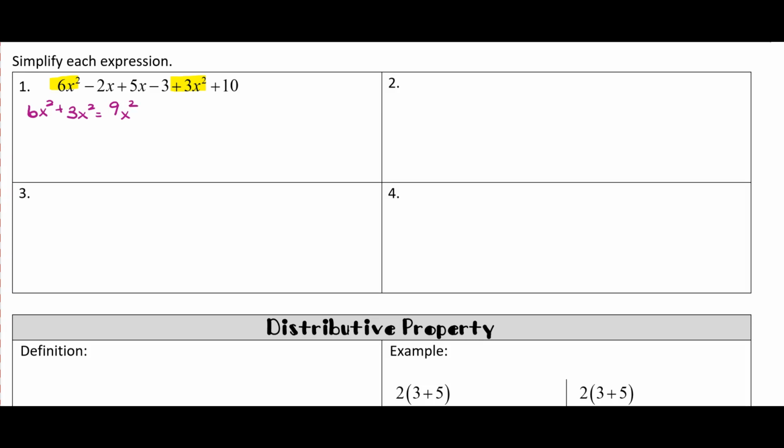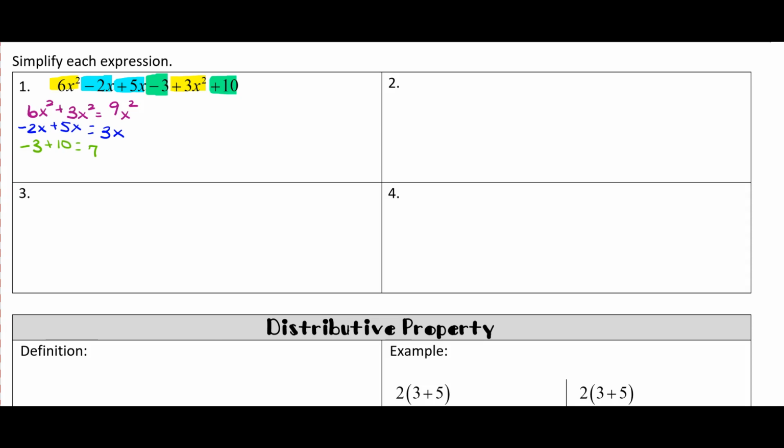All right, then I'm going to look for my next. So now I have negative 2x. I'm going to look for my next x's. So I have positive 5x, and the rest are constants. So that means I'm going to be combining together negative 2x plus 5x, which equals 3x. And then finally, I have my negative 3 and my positive 10, my constants. So I'm going to add negative 3 plus 10, which equals 7.